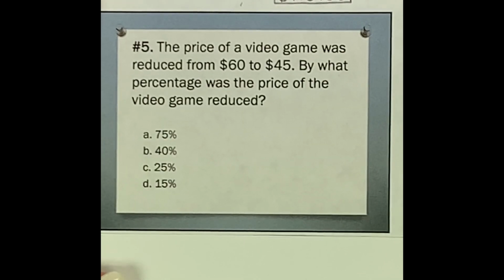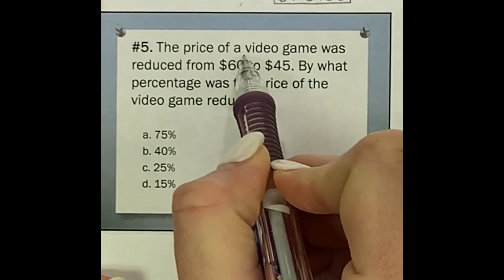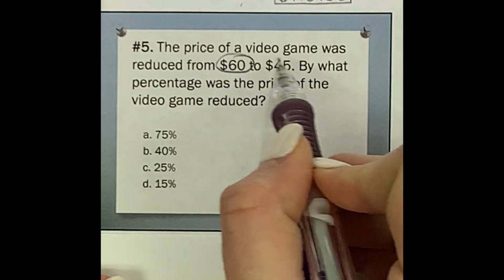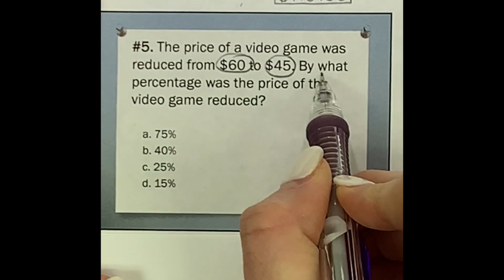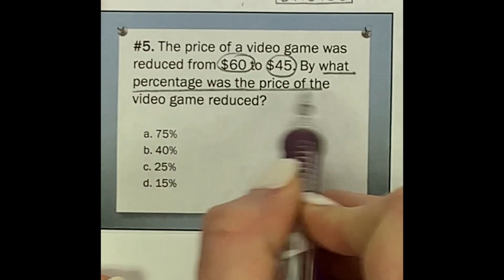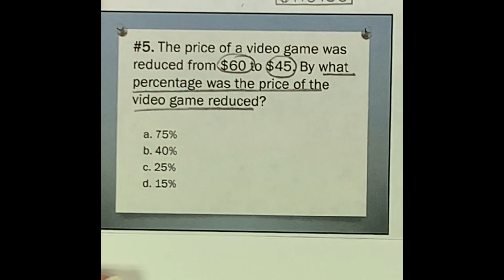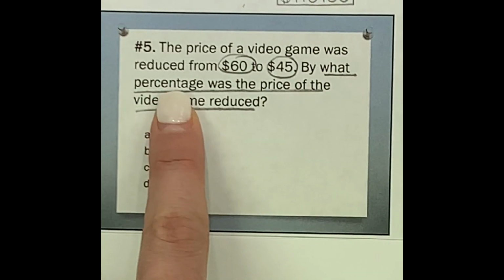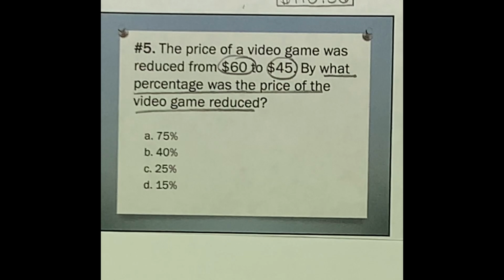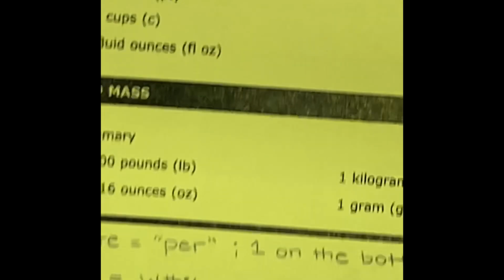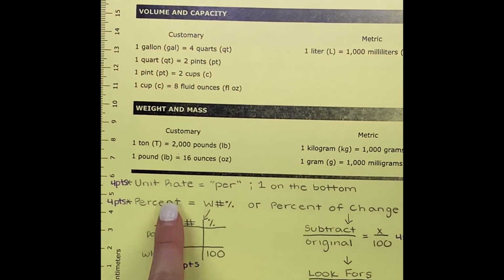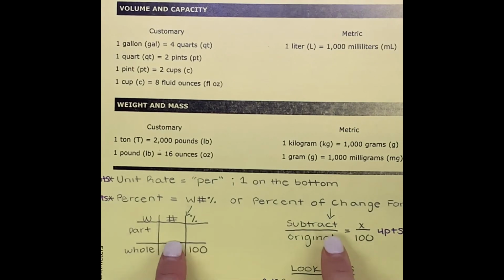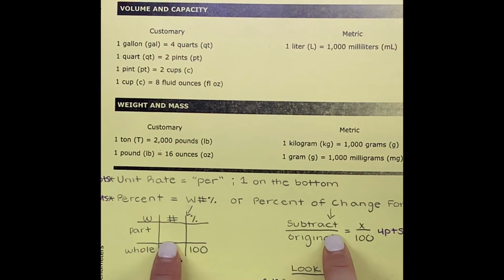Okay, the price of a video game was reduced from $60 to $45. By what percent, and I'm going to underline, what percentage was the price of the video game reduced? Because I see the word percentage, that means I'm either going to do a W #% or the percentage change formula. So remember on your STAAR charts, right here, those are my 2 options.